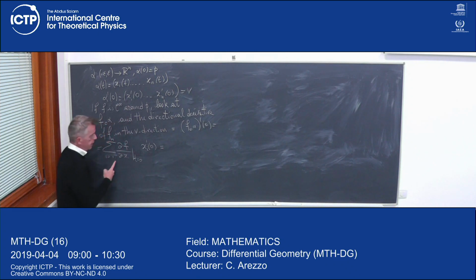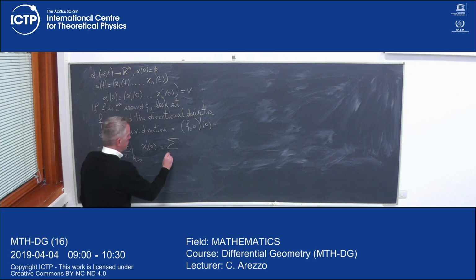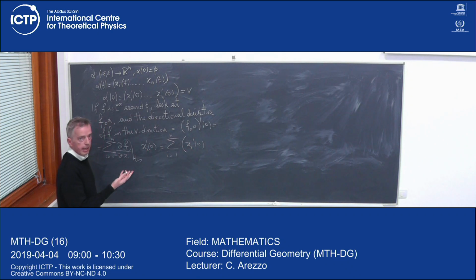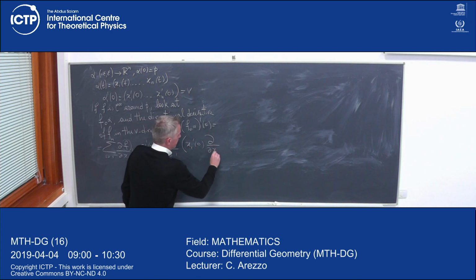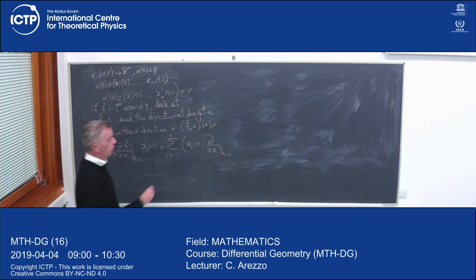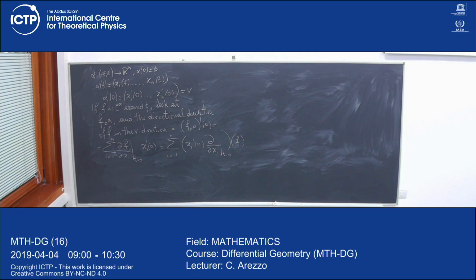I want to see this object here as the output of an operator acting on the function f. So I want to put this f outside. Seems I can do it. Of course, this is just a picture. So these are numbers, no? These x prime at 0 are numbers which multiply this operator, and all this acts on the function f. Okay?